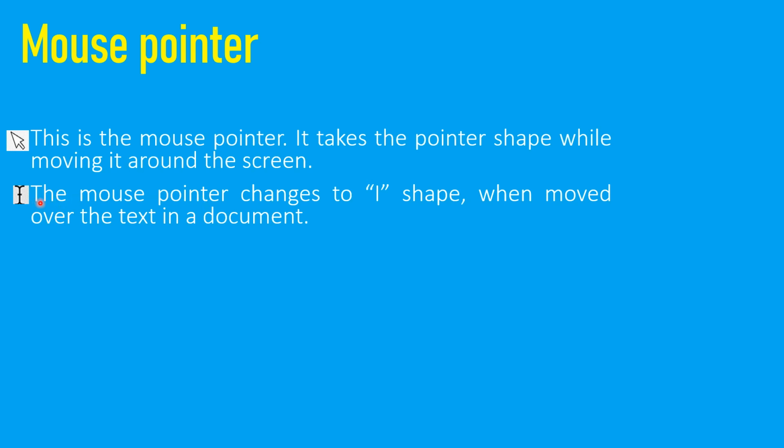Next, the mouse pointer changes to the eye shape, or you can say in the form of a vertical line, when moved over the screen in a document. Basically it will show in this form when you start typing the text. When you start typing the text, it moves forward, and when you delete the text, it moves backward.